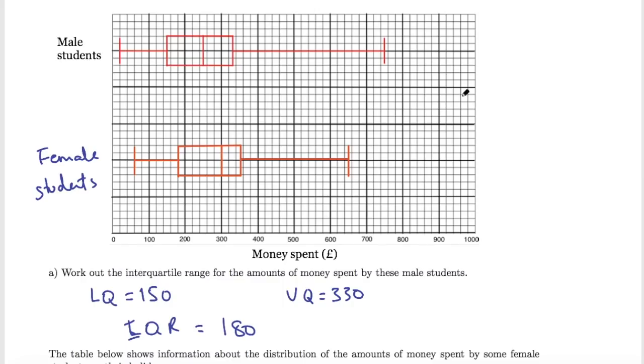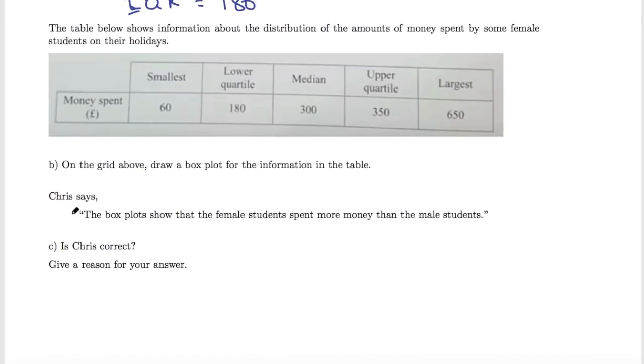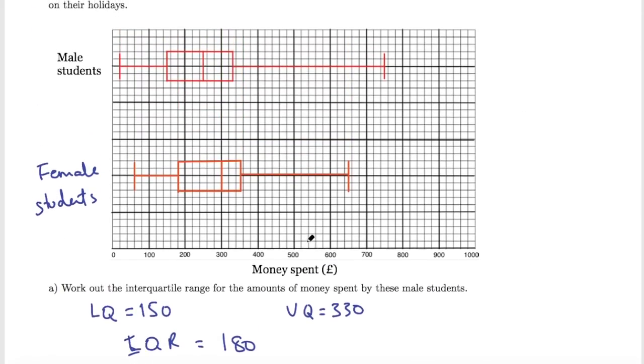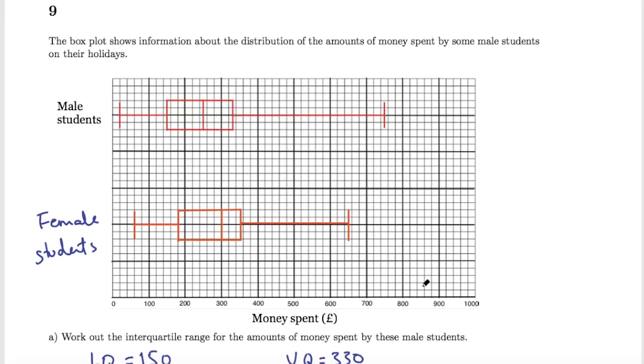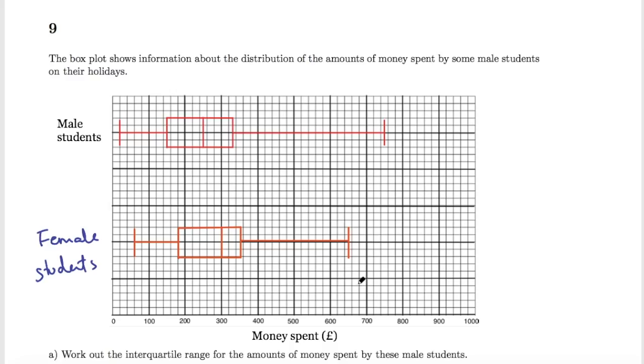Okay, so just double checking, yep, got everything. So that's part B. And then part C says, Chris says the box plots show that the female students spent more money than the male students. Is Chris correct? Give a reason for your answer. So we need to go back and look at those box plots. And he said that the female students spent more than the male students.